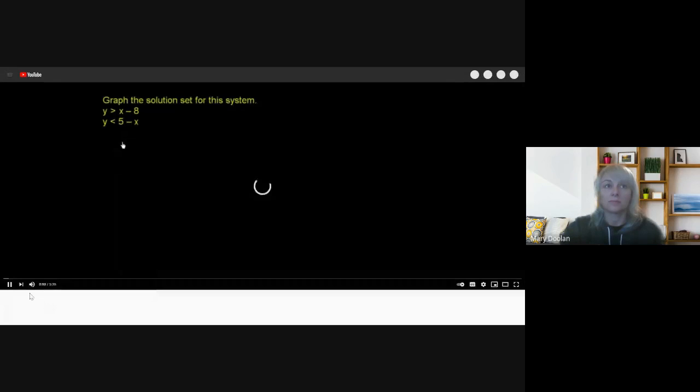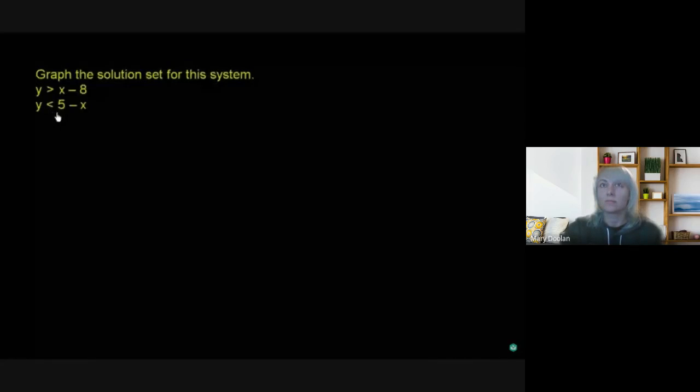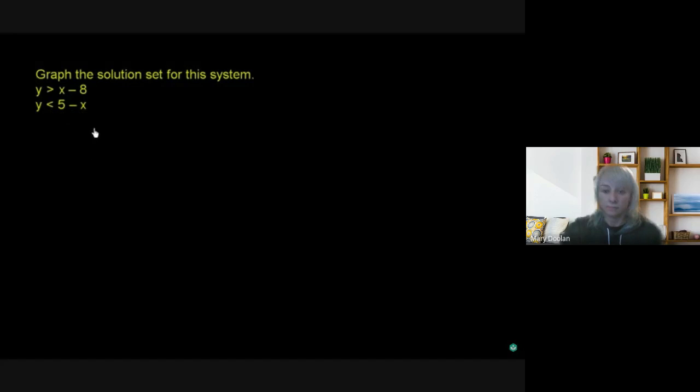Graph the solution set for this system. And it's a system of inequalities. We have y is greater than x minus 8, and y is less than 5 minus x. So let's graph the solution set for each of these inequalities. And then essentially where they overlap is the solution set for the system, the set of coordinates that satisfy both. So let me draw a coordinate axis here. So that is my x-axis. And then I have my y-axis. And that is my y-axis.